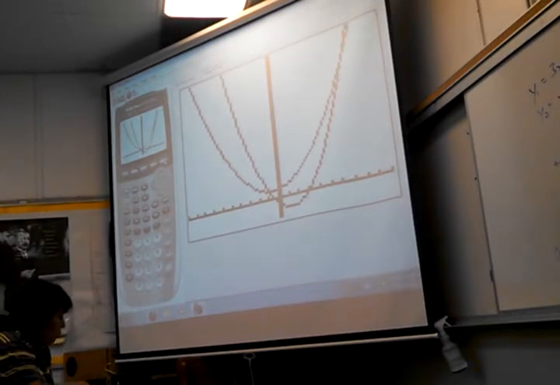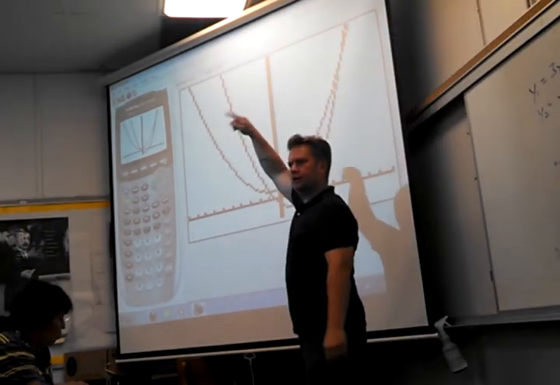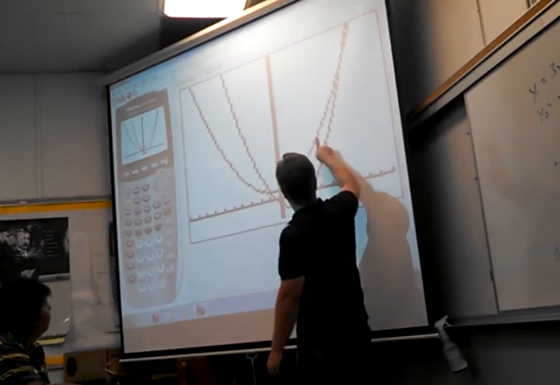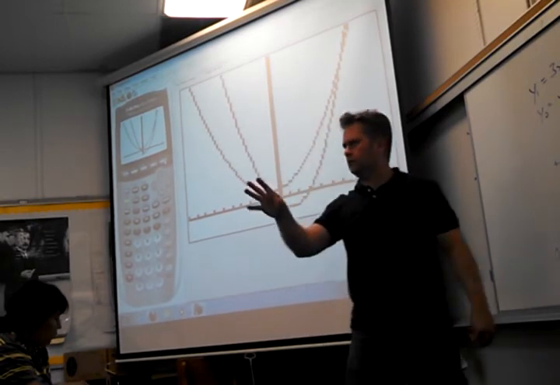And you can do a little zoom box around it if you want to, but we can see. So we can do the intersect thing like we did before, right? Second calc, number 5 is intersect. Do it here, we get -1. Do it over there, we'll get 7. Like we got there. You guys kind of with me?